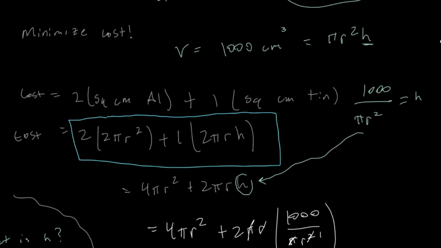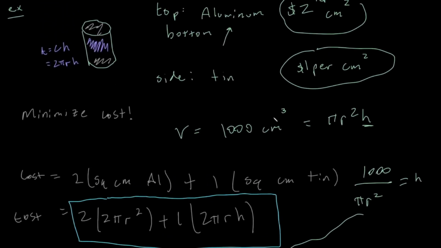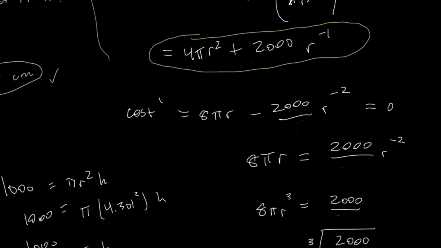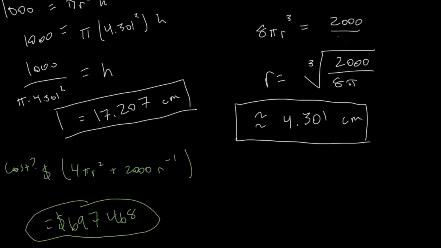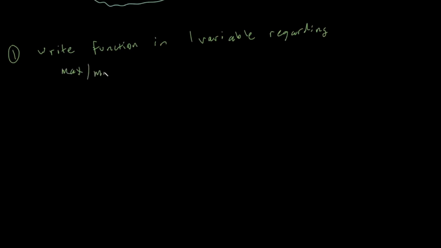So it's crucial here mostly just to take your time, be very careful about everything that's happening. I can write some tips here. So let's see, do I have space anywhere? First of all, you want to write a function in one variable regarding whatever you want to maximize or minimize.